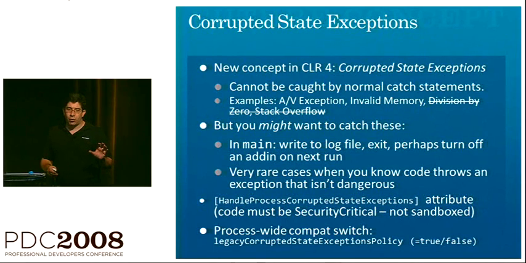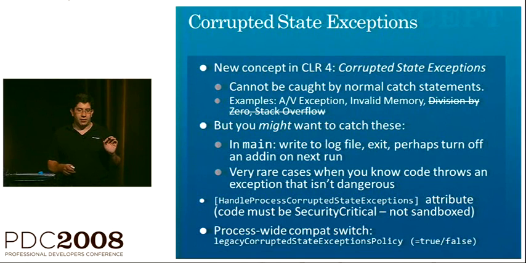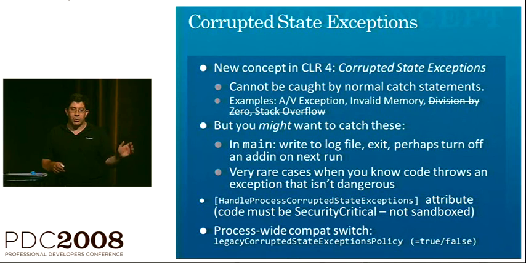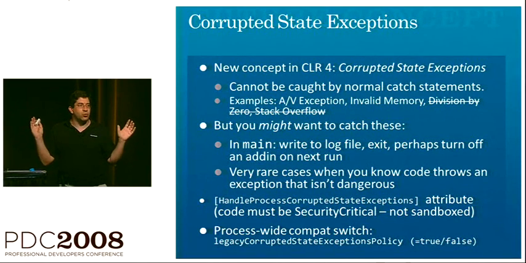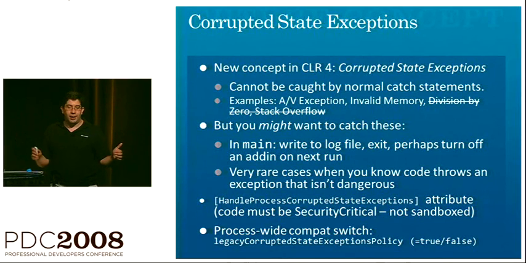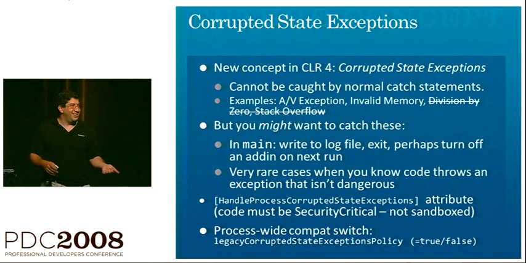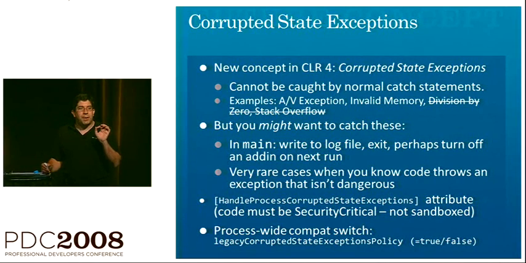So new, we have this corrupted state exception concept. These cannot be caught by normal catch statements. Now, these are only for some really weird things. They're for AV exceptions, they're for invalid memory. They're not for division by zero. That can happen, it doesn't indicate everything's screwed up. They're not for stack overflow. That can happen, it doesn't indicate that everything is screwed up. They're just for the weirdest stuff that should really never happen. Now, that said, you might actually want to catch these. But rarely.